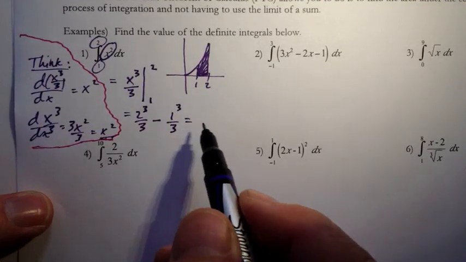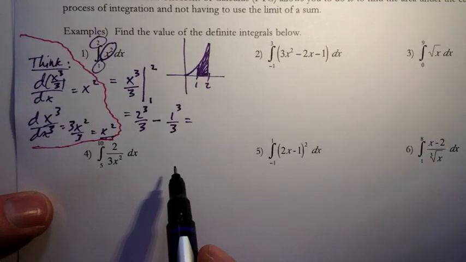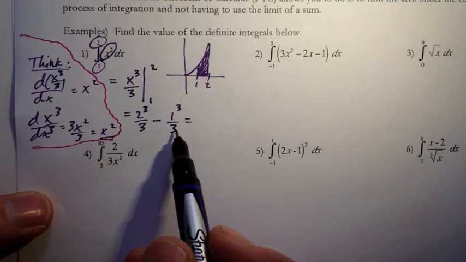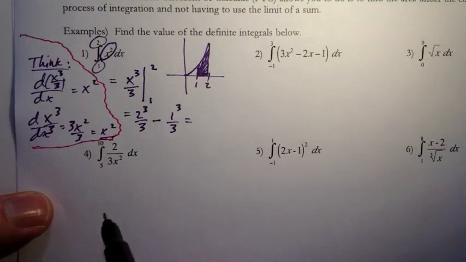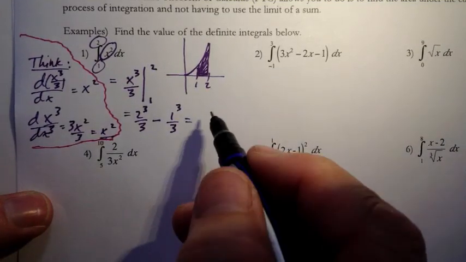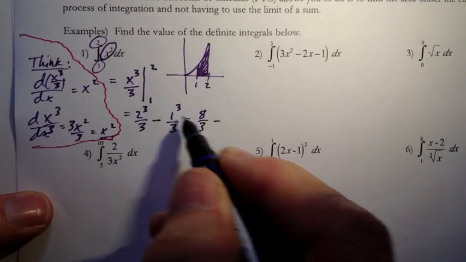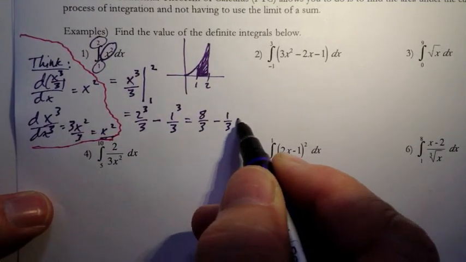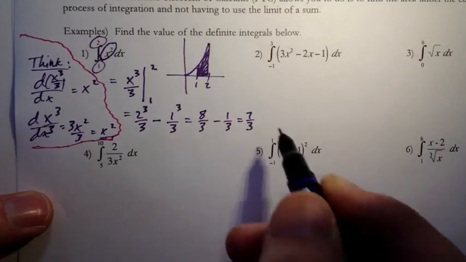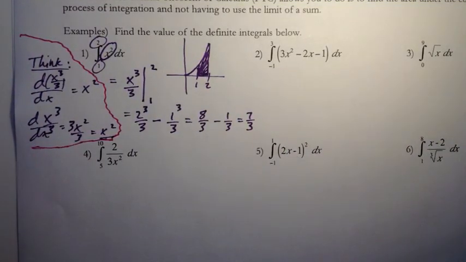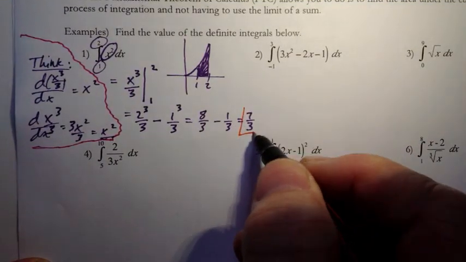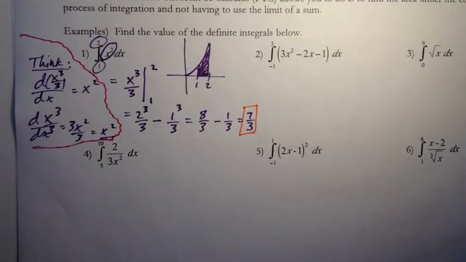By the way, if this were the AP exam and you had to do this, you would leave it just like that. Put a box around it. You don't have to simplify anymore on the AP exam. But here you do. So we have 2 cubed is 8, so we have 8 thirds minus 1 cubed is 1, minus 1 third, which is equal to 7 thirds. And that, ladies and gentlemen, is how you evaluate a definite integral. 7 over 3.